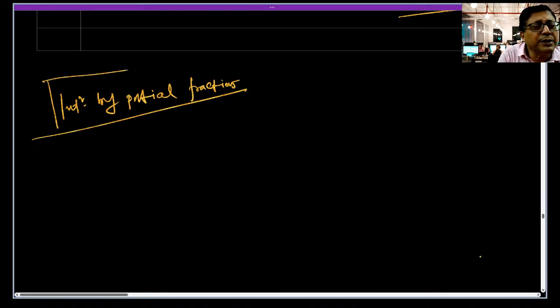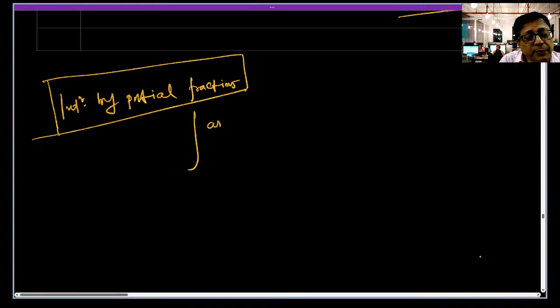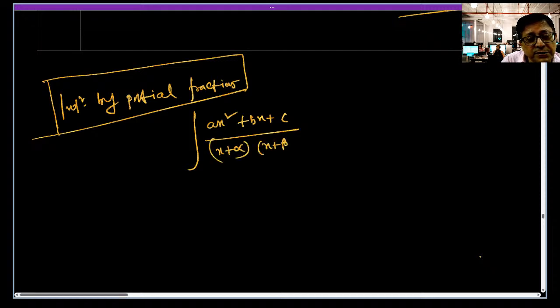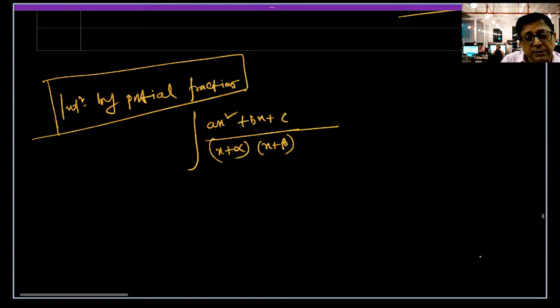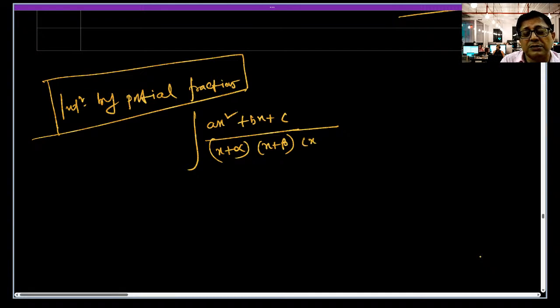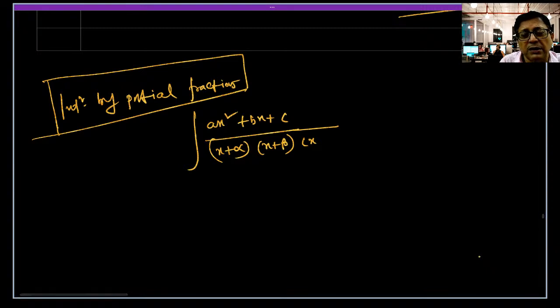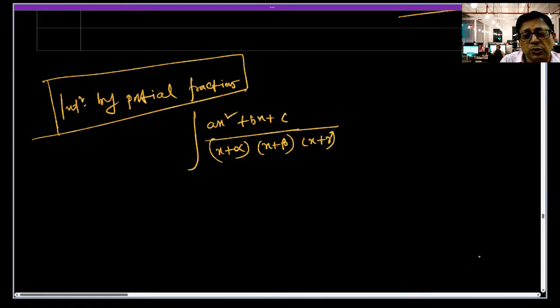This is actually for integration of rational expressions, where there is a polynomial in the numerator and the denominator has factors like x plus alpha, x plus beta, then cx, or c you don't take, x plus gamma or more. Normally 3 factors they give, or 2.